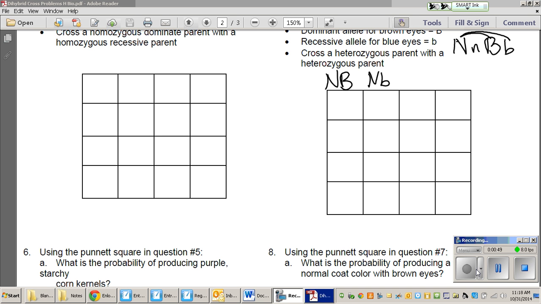Then you've exhausted the combinations with big N. You have to go to the second allele for N, which is the little n. It's going to pair with big B. So little n, big B, and then the other combination would be little n with little b. Those are the four gametes that could be formed from that combination of heterozygous alleles. The second parent is exactly the same in terms of genotype, so you can make the same exact combinations for the gametes. I'm going to write those same things here.